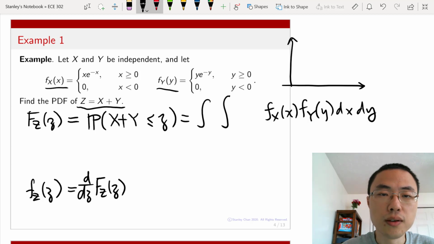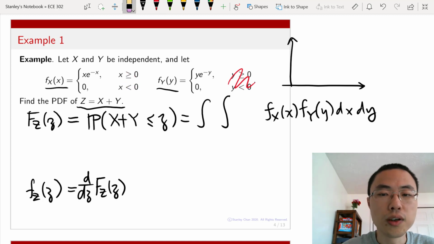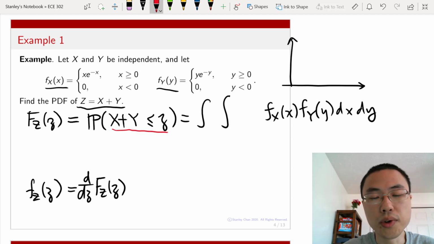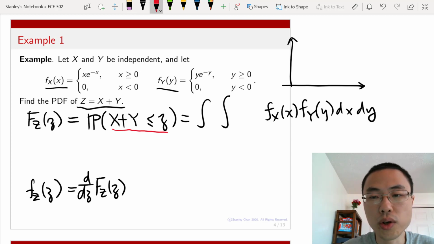Now the tricky thing, of course, is the limit. Let's not worry about this range. Let's just ask a very generic question. What if you have this inequality, X plus Y less than or equal to z? What would be the upper and lower limits?